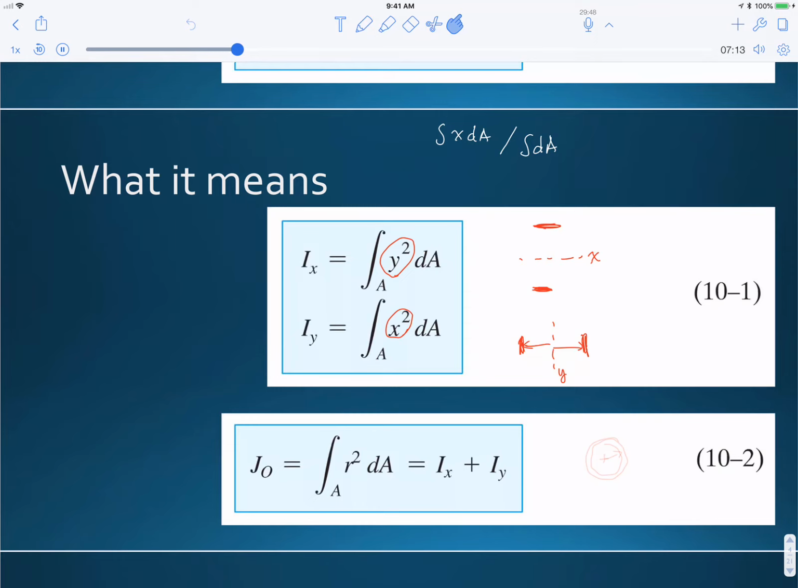And so a good feel for Ix is a measure of how far away the area is from the center, or from where you're measuring this, and Iy is how far away in the x distance you are in terms of area. And finally, r squared dA is a measure of how far of a radius you are from a spot when you integrate that. So how much of the area is far away from the center.